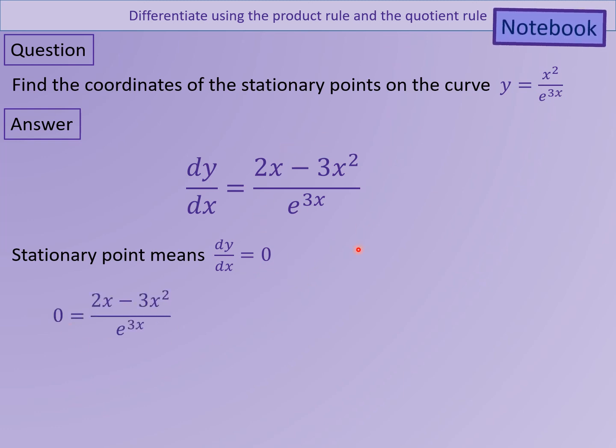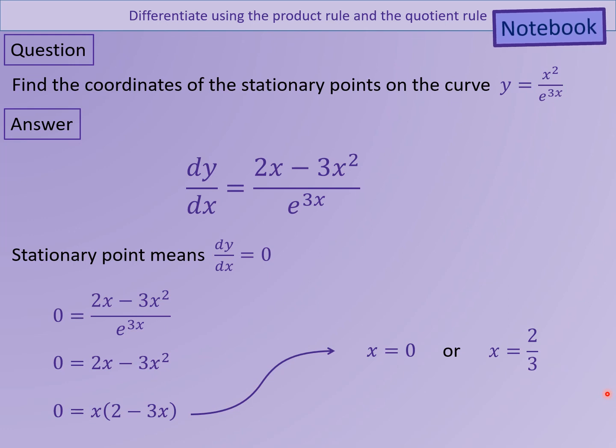So naught equals that. When does this equal naught? Well, e to the 3x can't equal 0, so that's okay, that's not going to cause any issues. But when does this equal naught? When 2x minus 3x squared equals 0. So in other words, 2x minus 3x squared must equal 0. So a bit of simplifying, a bit of either factorising or just solving straight away gets you two possible answers, either x equals naught or x equals 2 over 3.